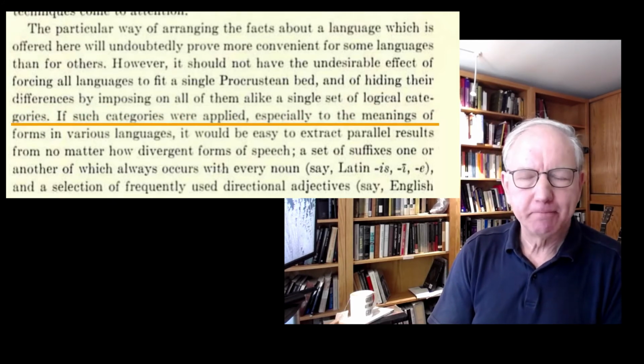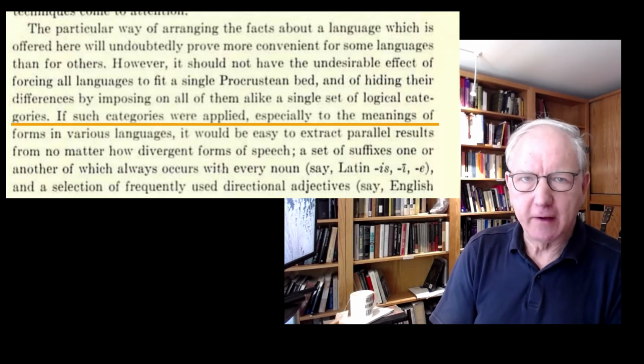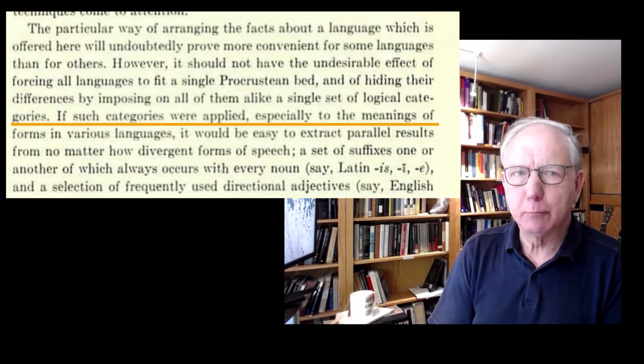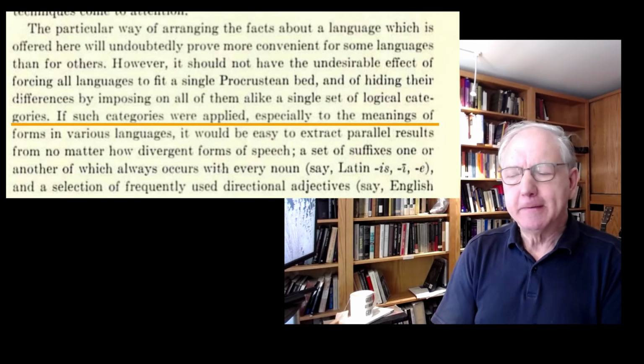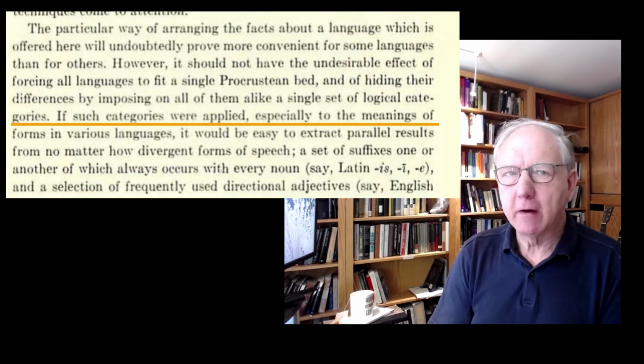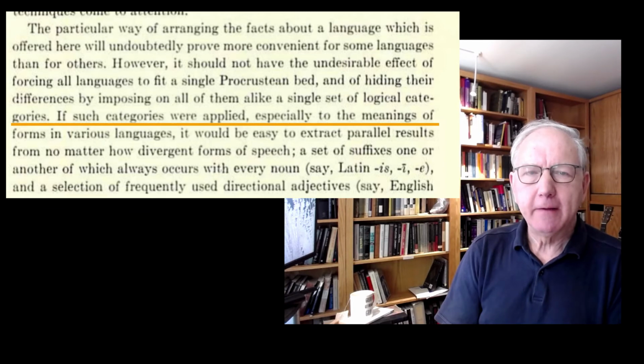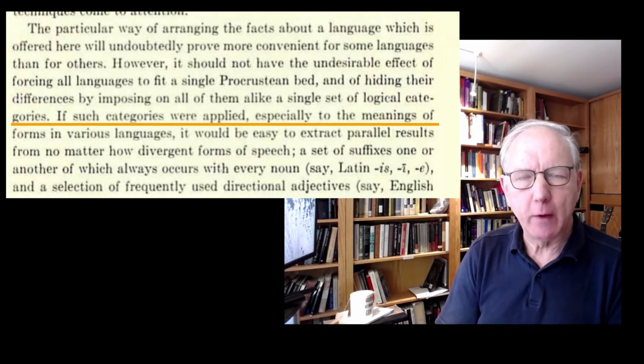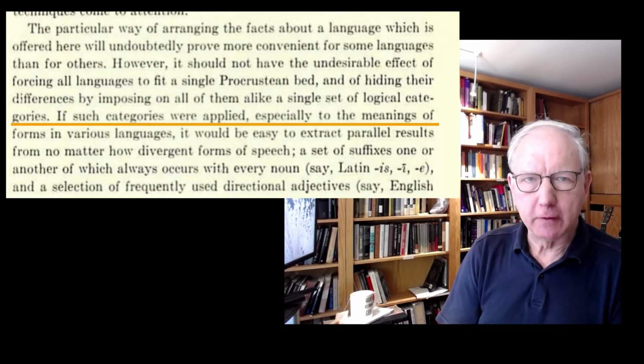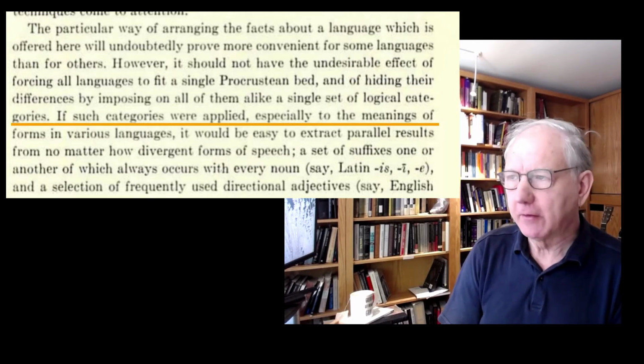This, of course, does not resonate with us. We are all completely working in a perspective in which the goal is to find a single way that will work well for all languages. And that's not what Harris has in mind here.